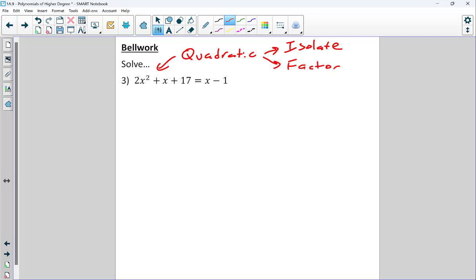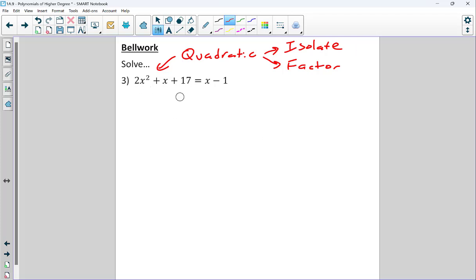Isolating would be moving terms back and forth until the x is by itself. I use inverse operations. For instance, if I see 2x, I can divide both sides by 2. If I see plus 4, I can subtract 4 from both sides. Isolation is a technique for isolating a single variable. Factoring is for when I have more than just a single variable in the problem, and isolation techniques are insufficient.